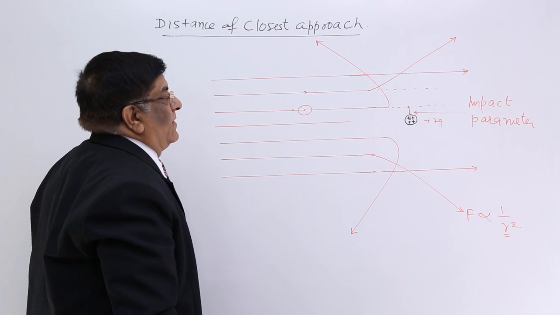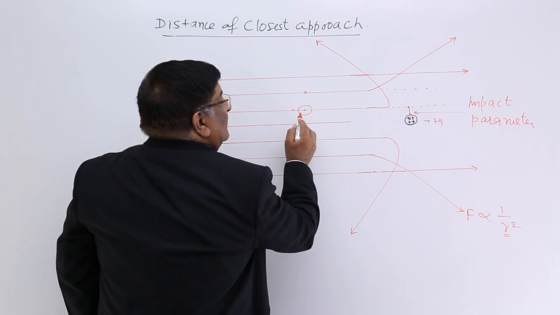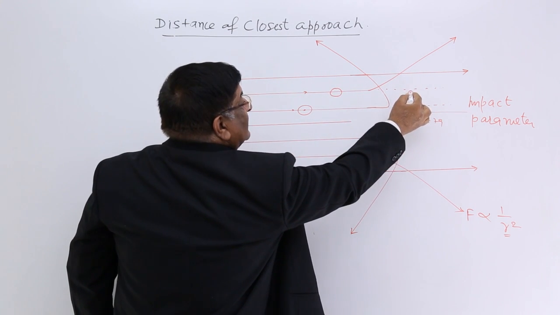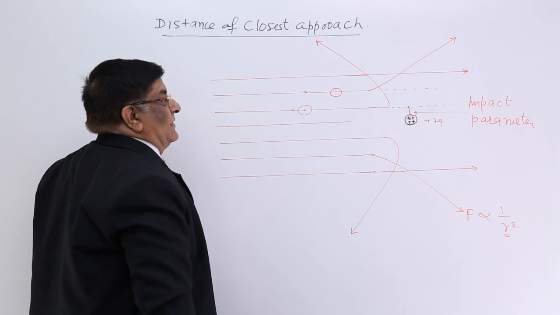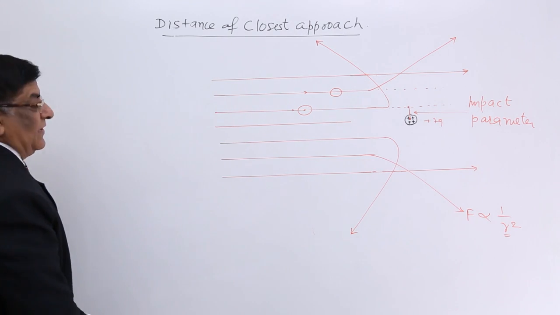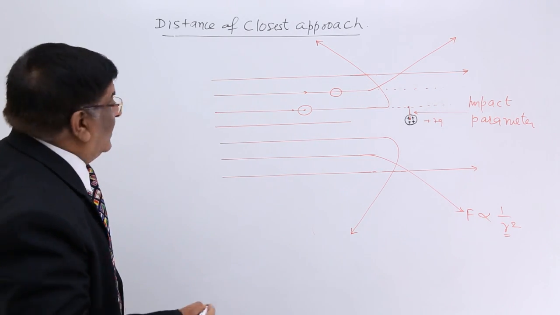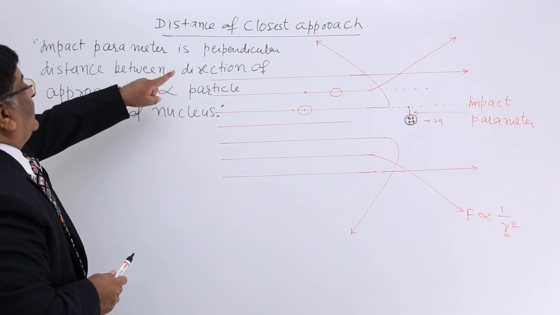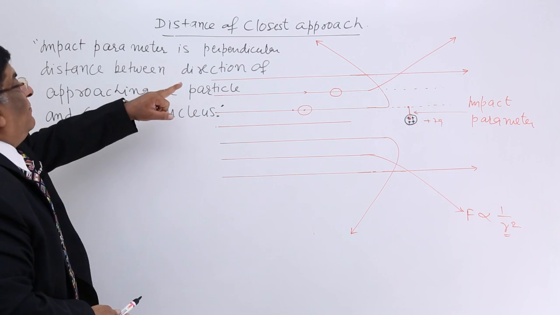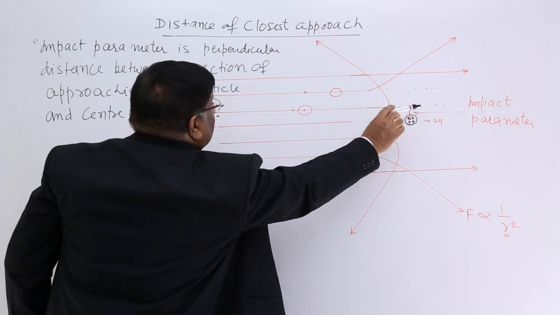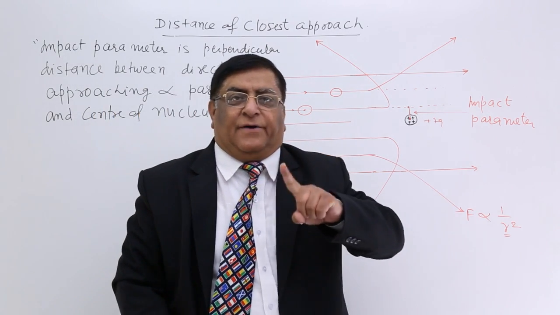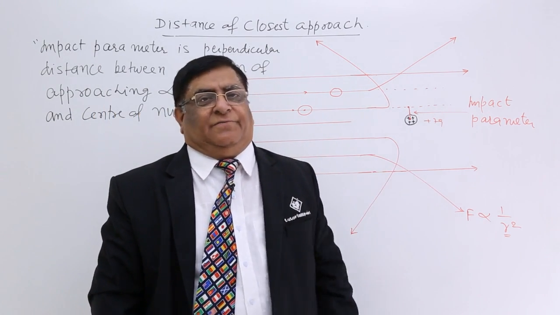Okay. Now, this is the impact parameter for this particular particle. For this particular particle, this is the impact parameter. For this particle, this is the impact parameter. So, this is the definition of impact parameter. We can write it, definition of impact parameter. Impact parameter is the perpendicular distance between the direction of the approaching alpha particle and the center of the nucleus. Okay. The effect of impact parameter we have discussed.